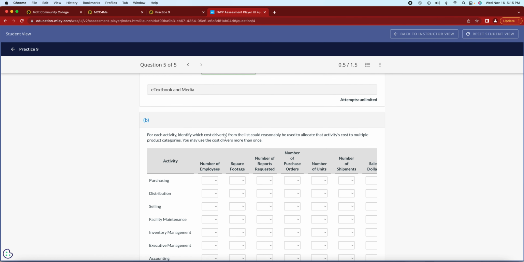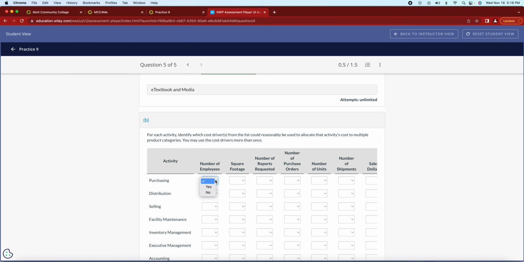Next, we're looking at each activity and being asked to identify which cost driver from the list could reasonably be used to allocate the activity's cost to multiple product categories. And it tells us that we may use the cost drivers more than once. So if we are talking about purchasing, unfortunately, I think you do have to put in no if it's a no versus leaving it blank.